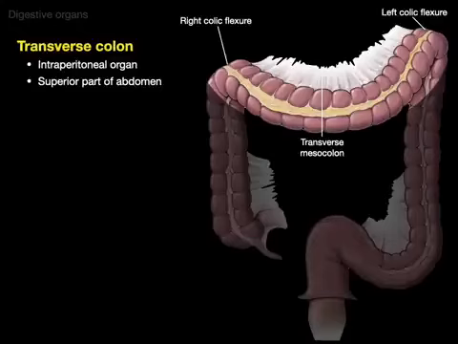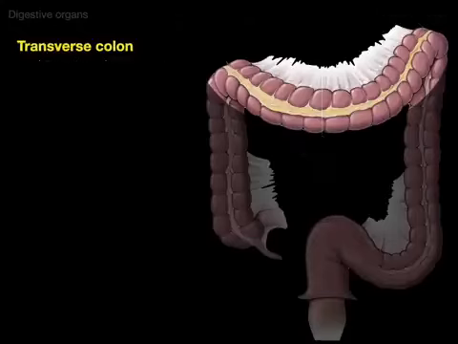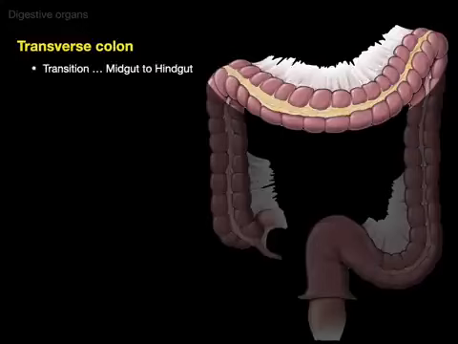And the transverse colon is anchored to the posterior abdominal wall by the transverse mesocolon. So something that happens in the transverse colon is there's a transition from the embryonic midgut to hindgut.